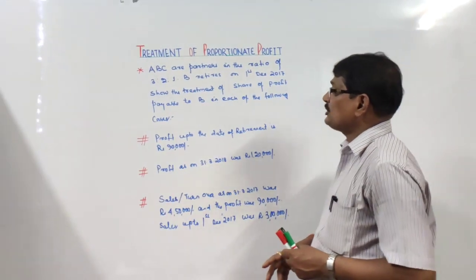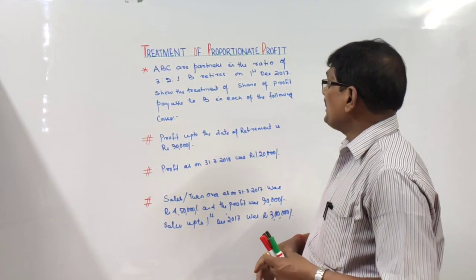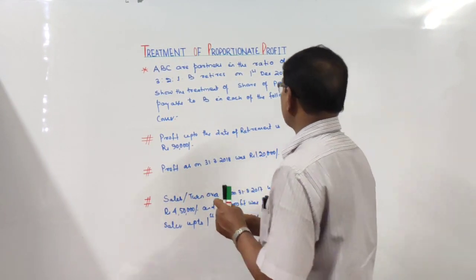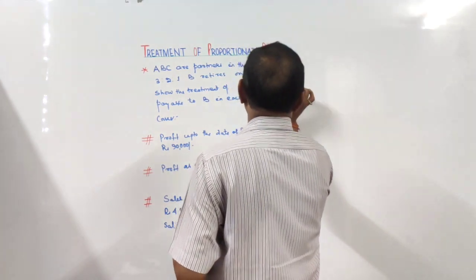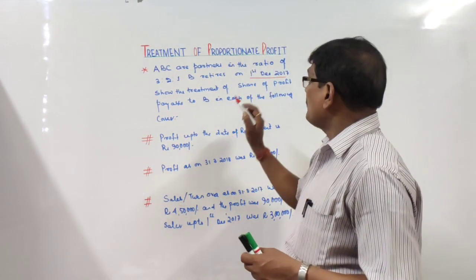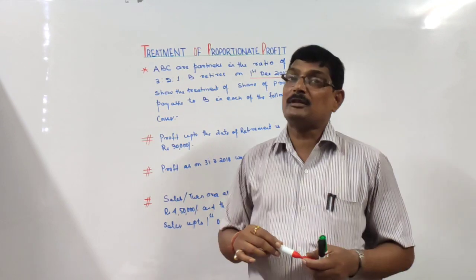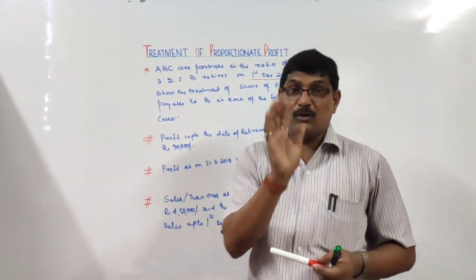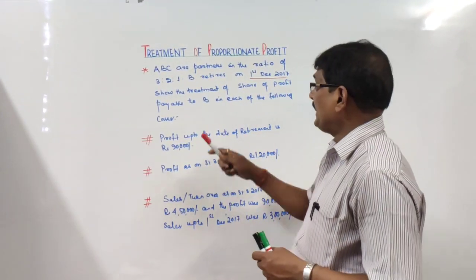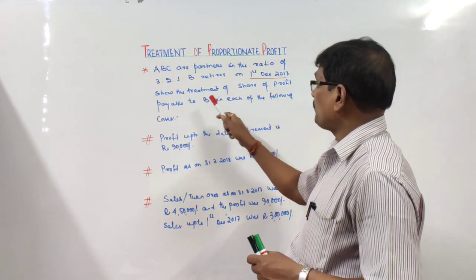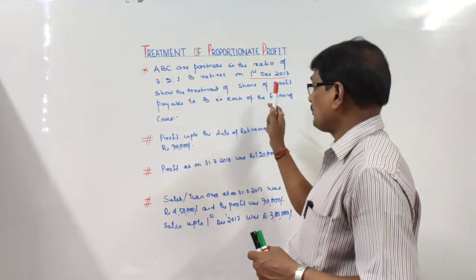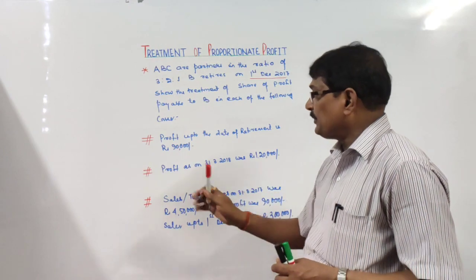A, B, C are partners in the ratio of 3:2:1. B retires on 1st December 2017. We know that the year ends on 31st March 2018, but he retires on 1st December 2017. That is 4 months before the closing date. Right? Show the treatment of share of profit payable to B in each of the following cases. We have framed three different cases.